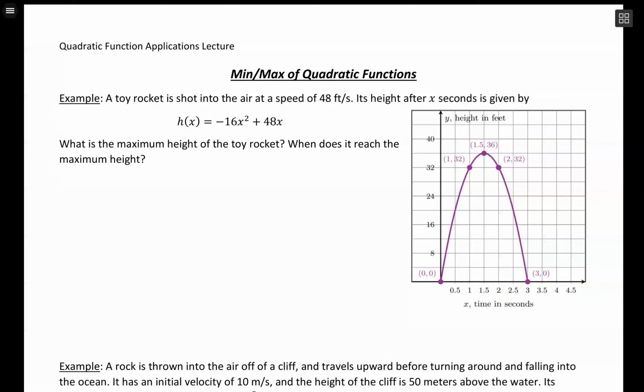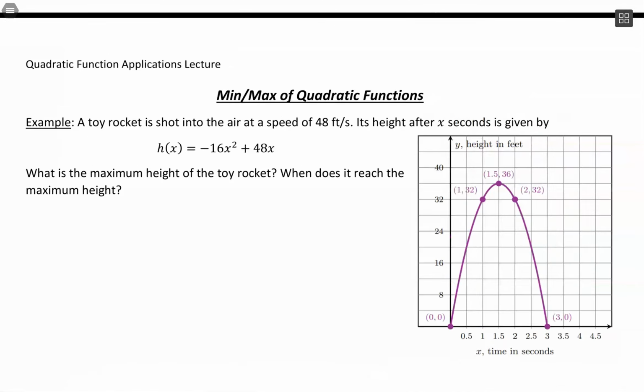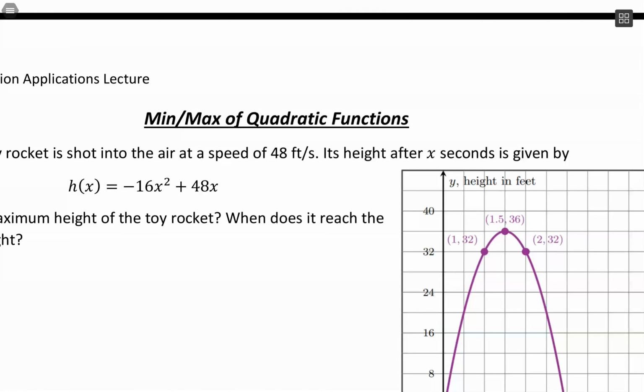So let's make our connection with the vertex and our minimum and maximums of quadratic applications. So again, our parabolas can have two shapes. It either opens upwards or downwards. And what this can bring through in word problems is the idea of a minimum and maximum. So if the parabola is opening upwards, then we have a minimum. If it's opening downwards, we have a maximum value.